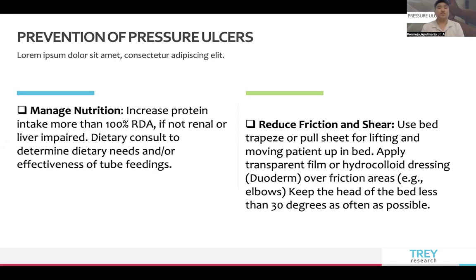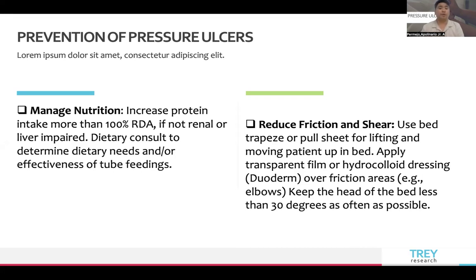The fifth one is to manage nutrition. Introduce foods that are rich in protein, since patients might have an existing wound or pressure ulcer, and protein is responsible for muscle regrowth. We also need to consult our dietitian to determine what is needed for patients who are on tube feedings.